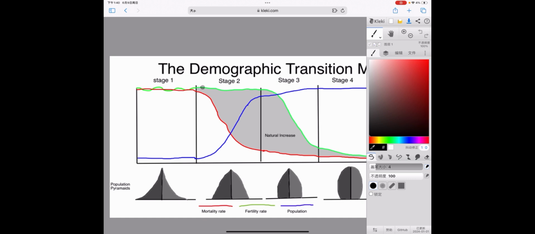Over here at stage 2, we see that the country is developing, and also note that there is no country in the world that is in stage 1, but a lot of the developing parts of Africa are in stage 2. We see the death rate or mortality rate drop while the fertility rate stays pretty high, and that's when we have natural increase. And that natural increase will drive the population of the country higher.